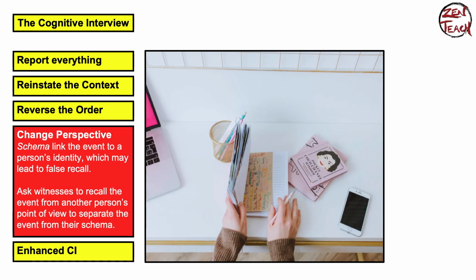The next item on our list is changing perspective. Now, our memories are obviously linked to the person we are, and that might change the memories in itself. So imagining the same situation from the perspective of somebody else allows us to separate the memory from who we are and make it therefore less biased.